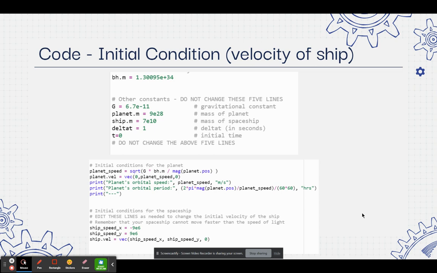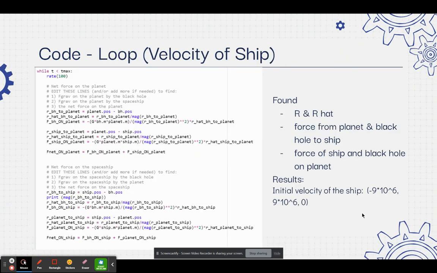And the initial conditions that we used in this part were the same as the first part plus the mass of the black hole from the first part, the planet's velocity, as well as the ship speed, which we guessed and checked to find in both the x and the y direction.